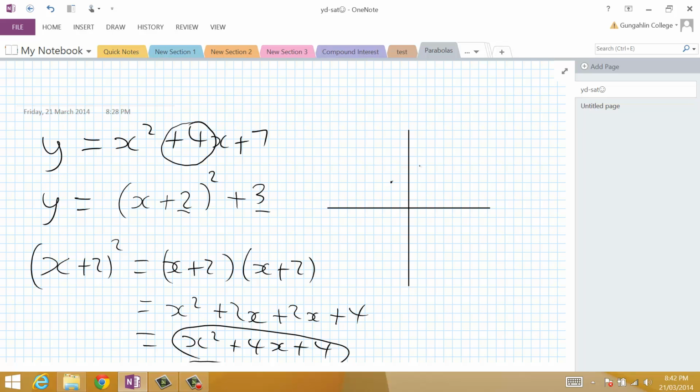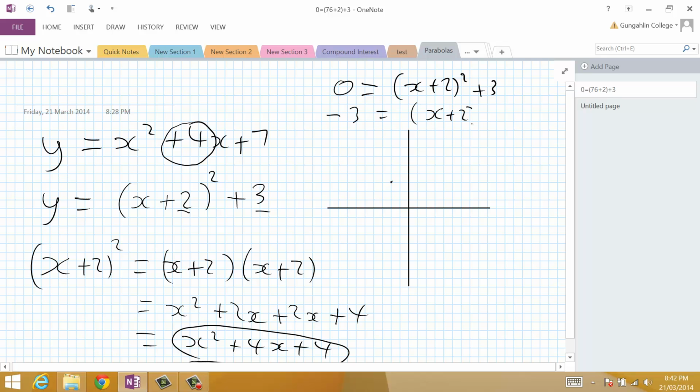To find our x-intercepts, you set y equal to 0. So that would mean we'd get 0 equals x plus 2 squared plus 3. Subtracting 3 from both sides, we get negative 3 equals x plus 2 squared. And when we try to take the square root, we're taking a square root of a negative, which has no solutions in the real numbers. So the reason for that is that it's not actually cutting through our x-axis.